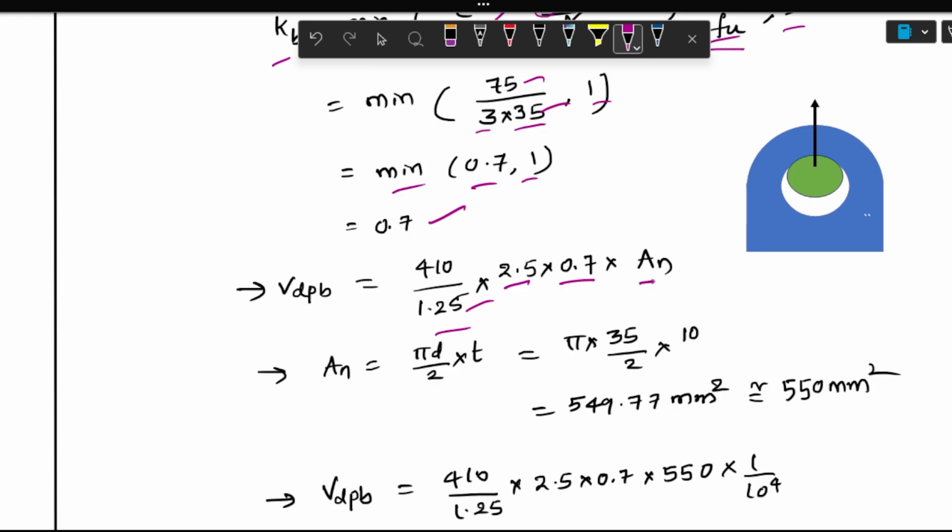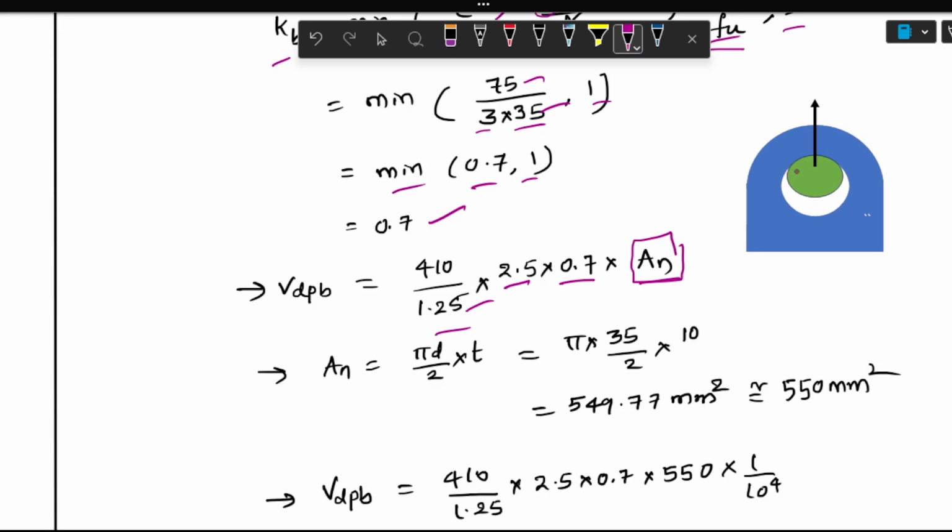Substituting in the formula, that is 410 by 1.25 partial safety factor, 2.5 into kb, which we have already calculated as 0.7, and An is the net area. Here what net area you have to consider is the important point. Whatever formulas you use and calculations you do are all okay, but the important thing is the net area calculation. If you understand the calculation process of net area, then you are strong in your fundamentals and concepts.